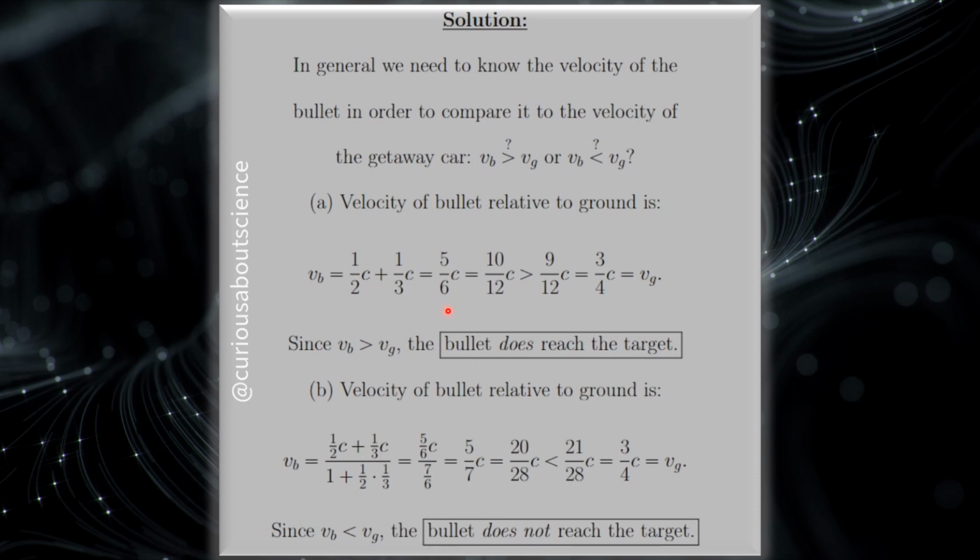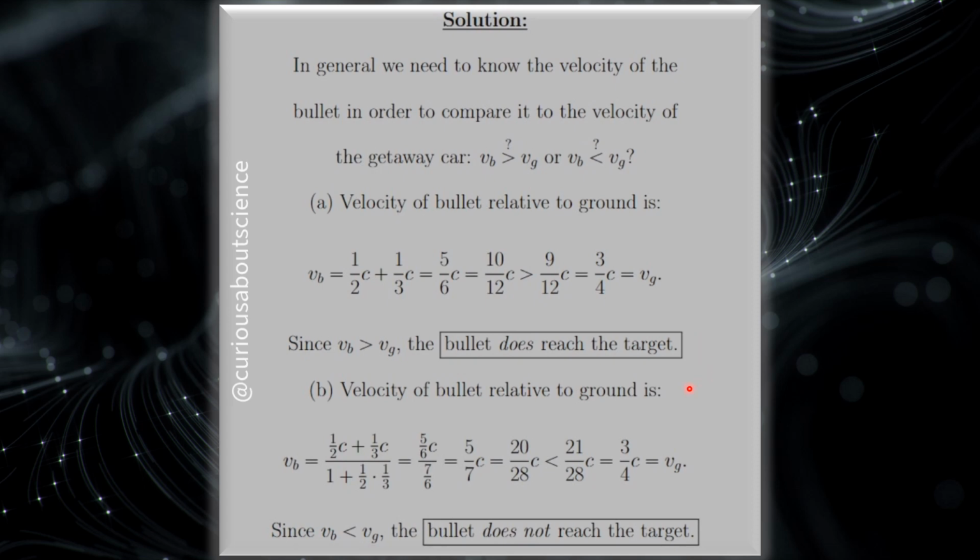But in order to compare the two velocities of the getaway car and the bullet, we need to find a common denominator to compare the fractions. Here, that common denominator is 12. In doing so, we see that 10/12 is greater than 9/12, and 9/12 is equal to 3/4c, which is the speed of the getaway car. So since the speed of the bullet we just found is greater than the speed of the getaway car, the bullet does reach the target. That's pretty cool. Check mark there.